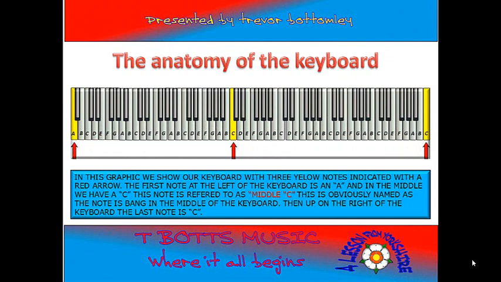In this graphic we show a keyboard with the 3 yellow notes indicated with a red arrow. The first note at the left of the keyboard and down at the bottom is an A, and in the middle of the keyboard we have a C. This note is referred to as middle C. This is obviously named as the note is bang in the middle of the keyboard. Then up on the right at the top of the keyboard, the last note is C.